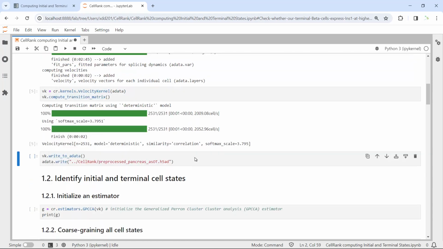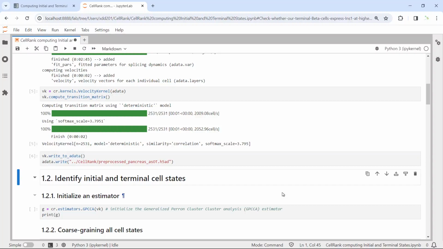So we will use the data for the next video tutorial, so we can save the data. The online tutorial processes the pancreas. First, we can write the transition matrix into the data, then we can save the data.